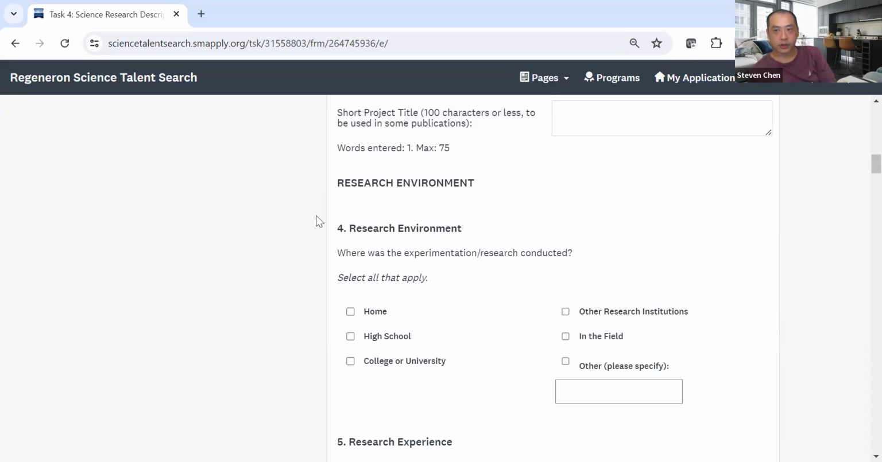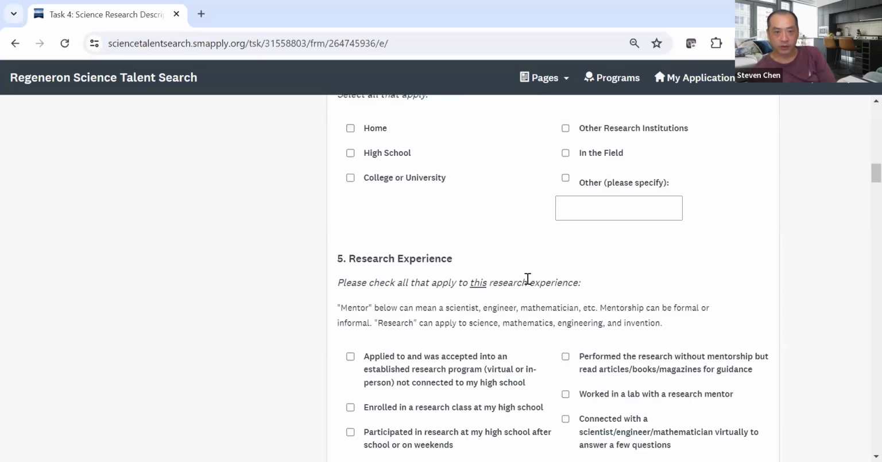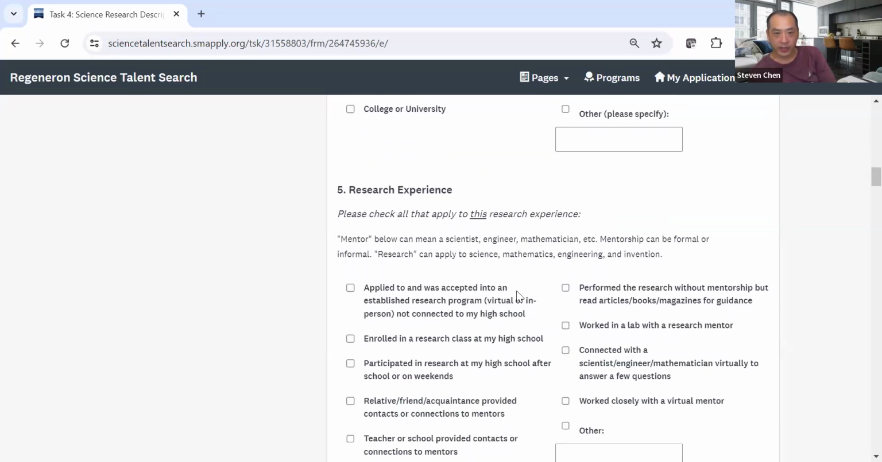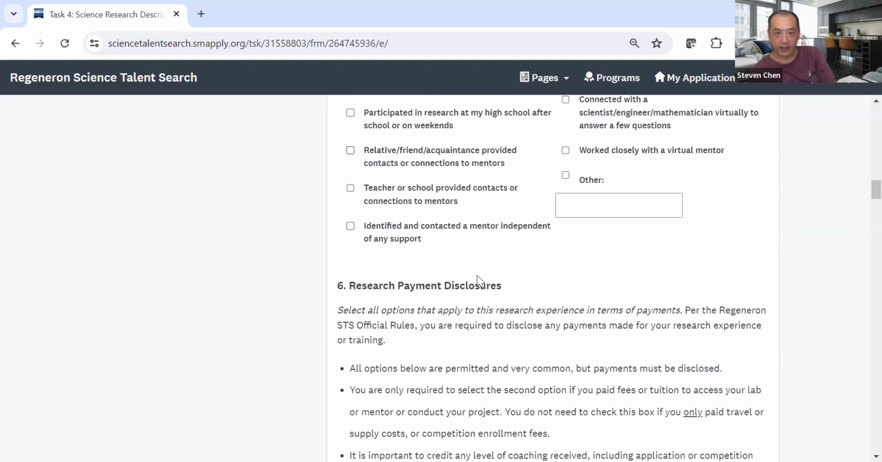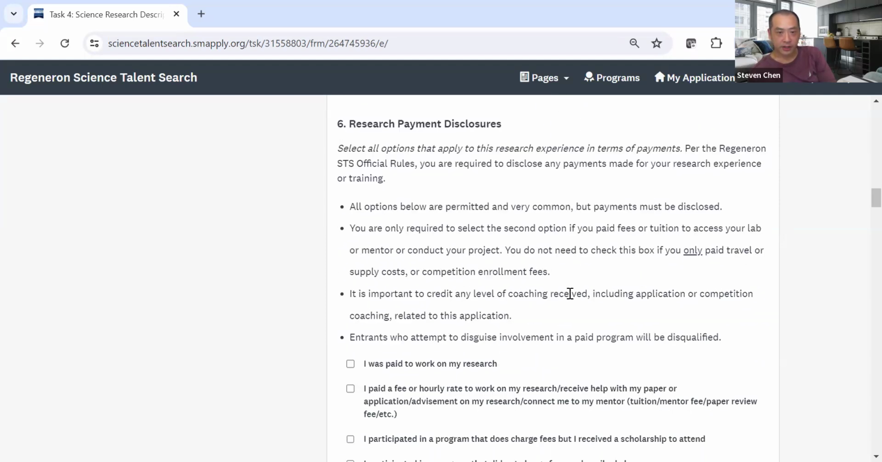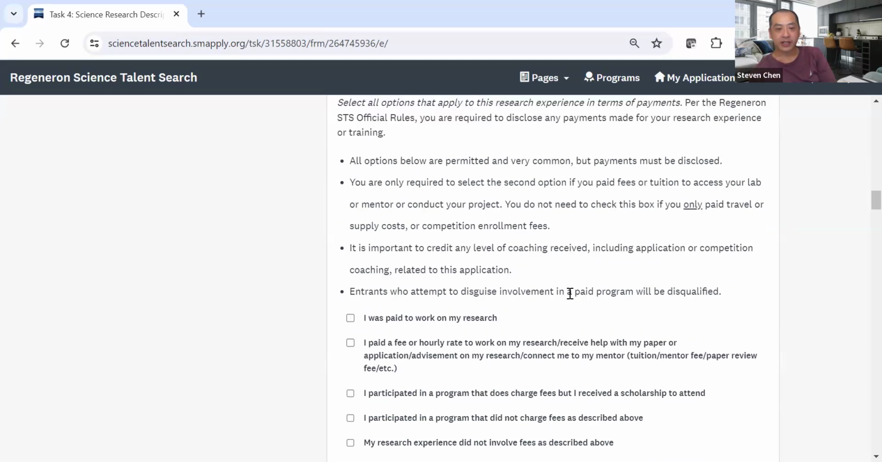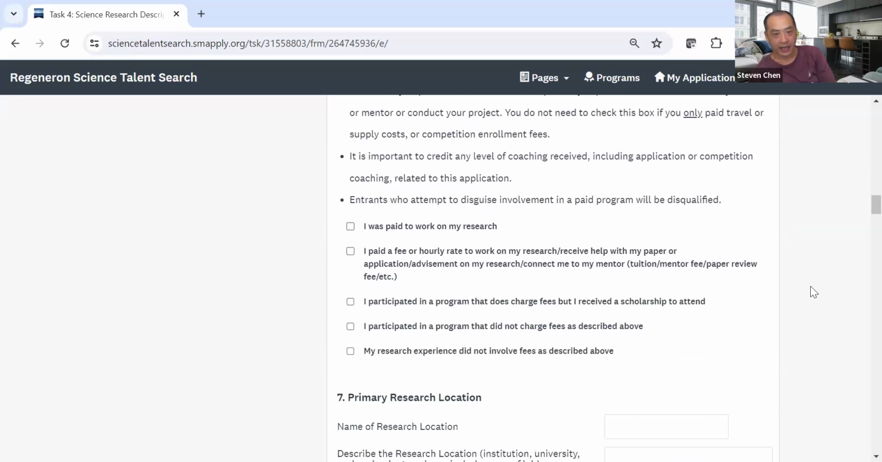And then it asks you to answer questions about the research environments. For instance, where did you do research? Your research experiences, where did you do it? So it asks you in a very detailed way. And here, the research payment disclosure. Again, this should be consistent with the response from your mentor. Say you say, okay, I didn't pay anything, but my mentor said, okay, this student paid me tuition. That's not good.